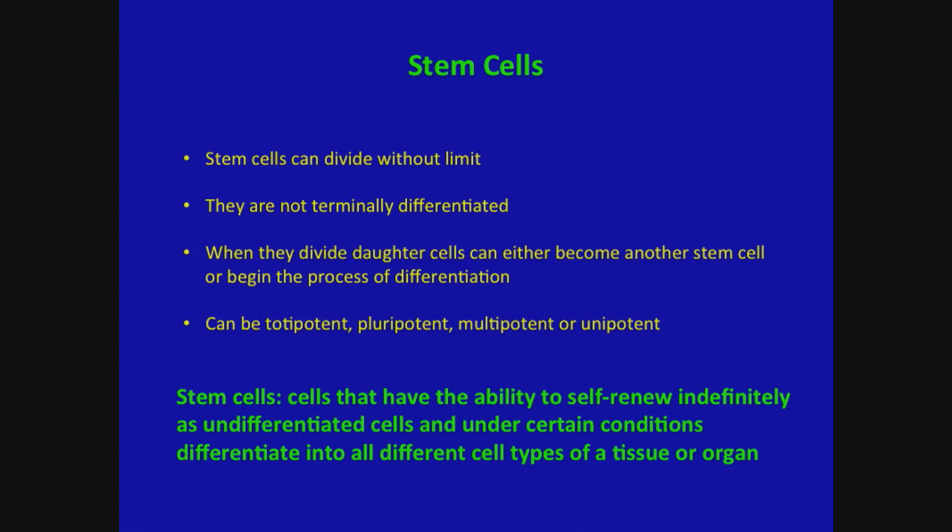Bone marrow cells are a type of multipotent. That means they can give rise to different lineages, but of the same tissue, in this case blood, right, the hematopoietic system. Anyway, this is kind of the definition that comes out of these properties. So stem cells are cells that have the ability to self-renew indefinitely. That's a key property of stem cells. They self-renew, so they give rise to more stem cells when they divide. But under certain conditions, they will start differentiating into all the different cell types of a tissue or an organ.